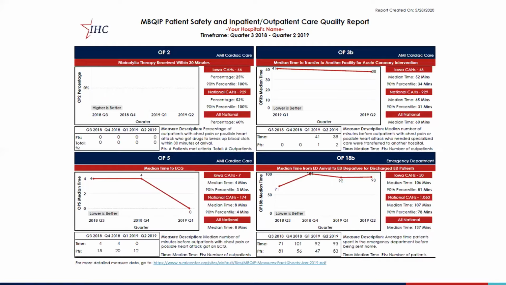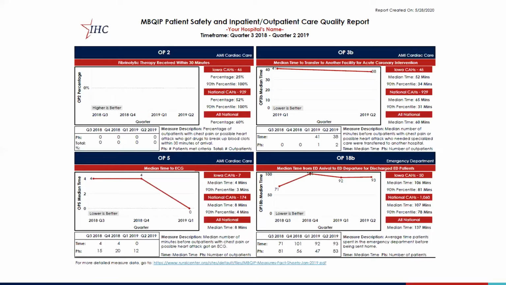The box with the graph, with the bar, with the run chart, is looking at your hospital's particular data for each quarter. So 2018 Q3 all the way to 2019 Q2, which is also listed out underneath that. So you'll see that the time for quarter 3 2018 was 71, and that was included in 81 patients.